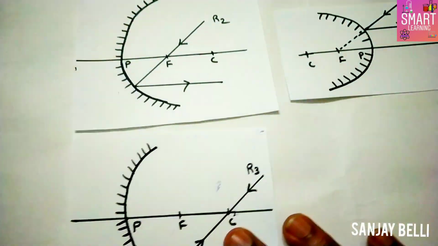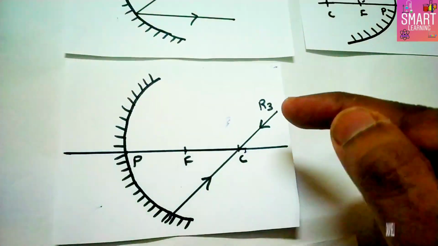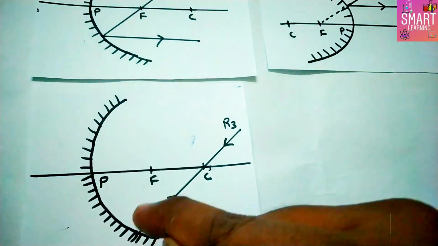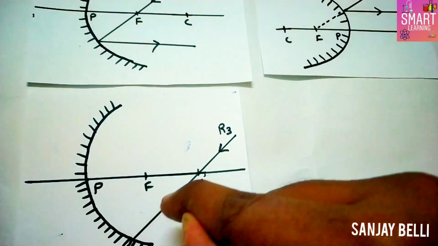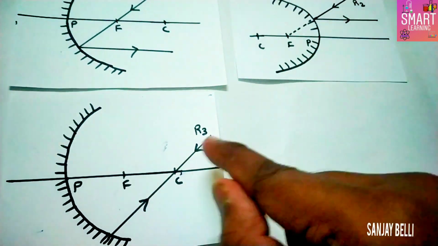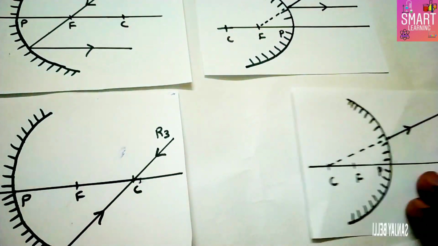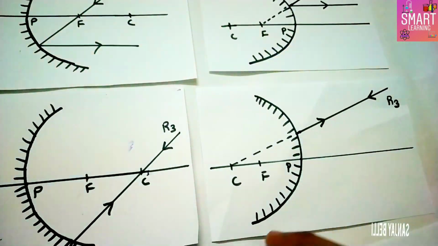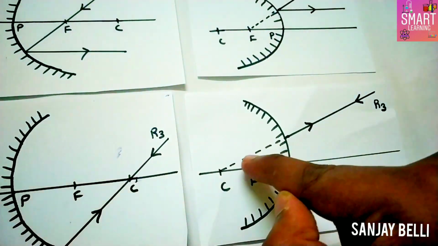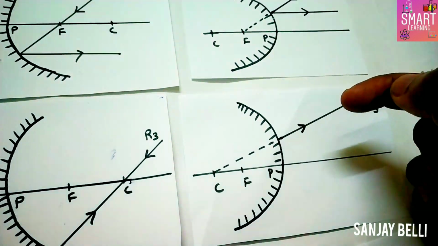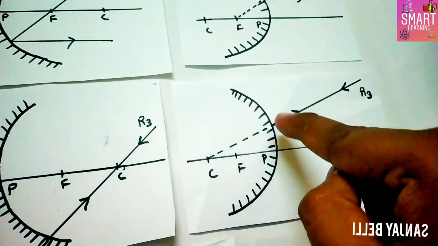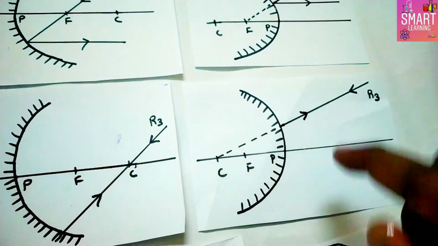Now you can see your rule 3. When a light ray passing through the center of curvature falls on your concave mirror, the ray will be reflected back along the same path. In this case, the ray will not get deviated. Now you can observe it for your convex mirror also. So this is your convex mirror. When a light ray passes through the center of curvature, I represented a dotted line. That means the light ray appears to pass through the center of curvature, and the reflected ray comes again toward the center of curvature. Here you see the incident ray and reflected ray.